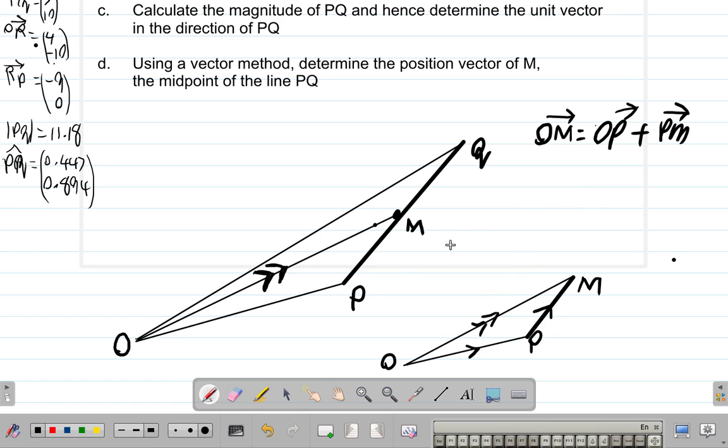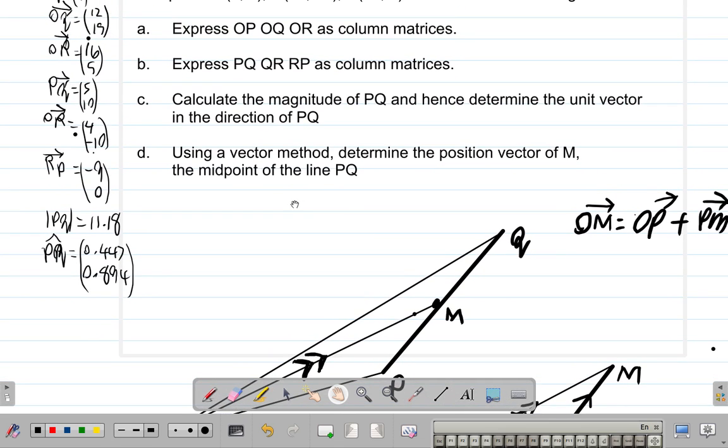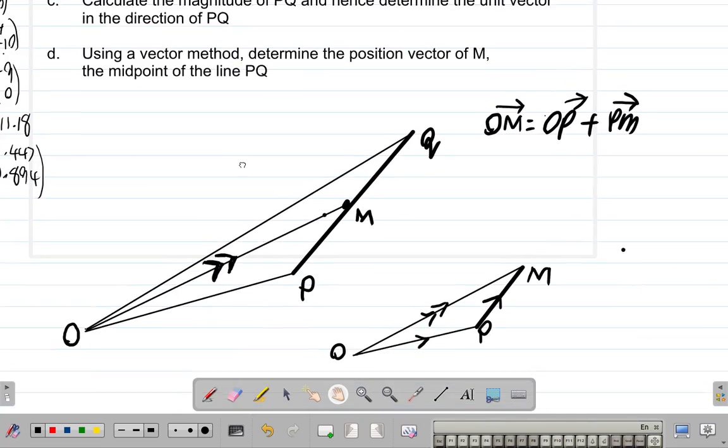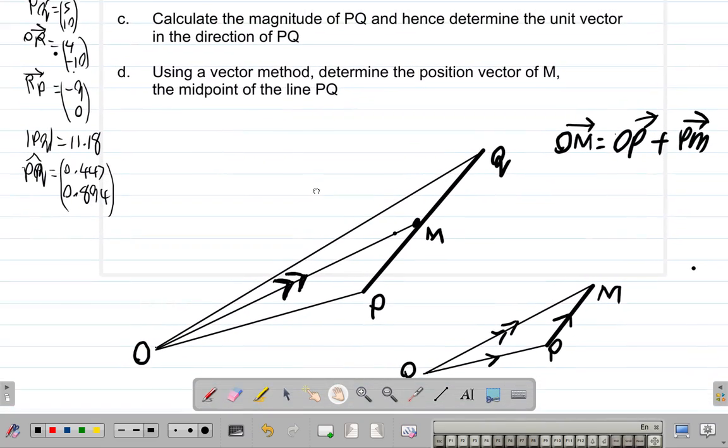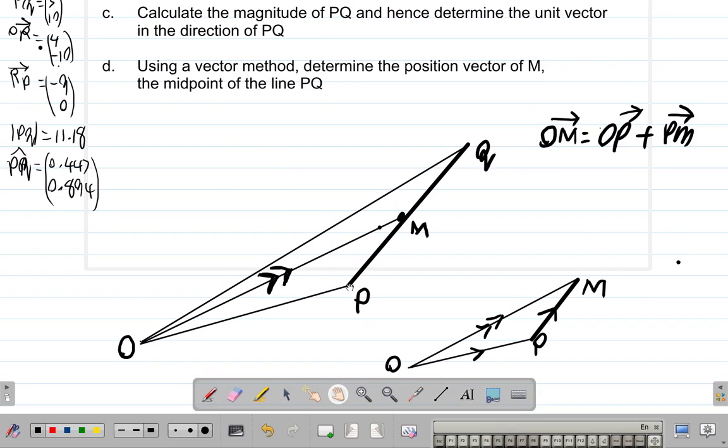Now, from P to M is halfway going from P to Q. Now, what was PQ again? PQ is 5, 10. And you can see that if you go from P to M, you're going halfway.